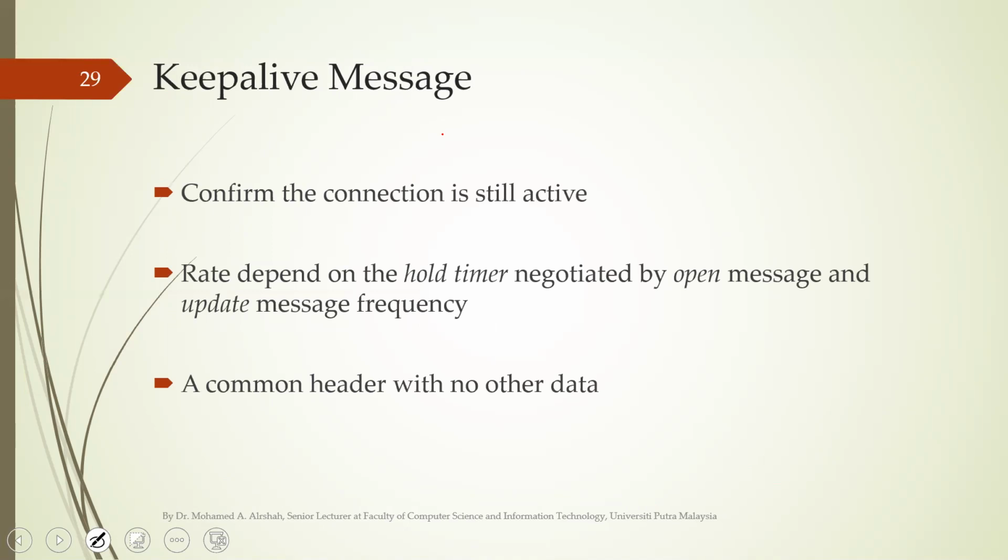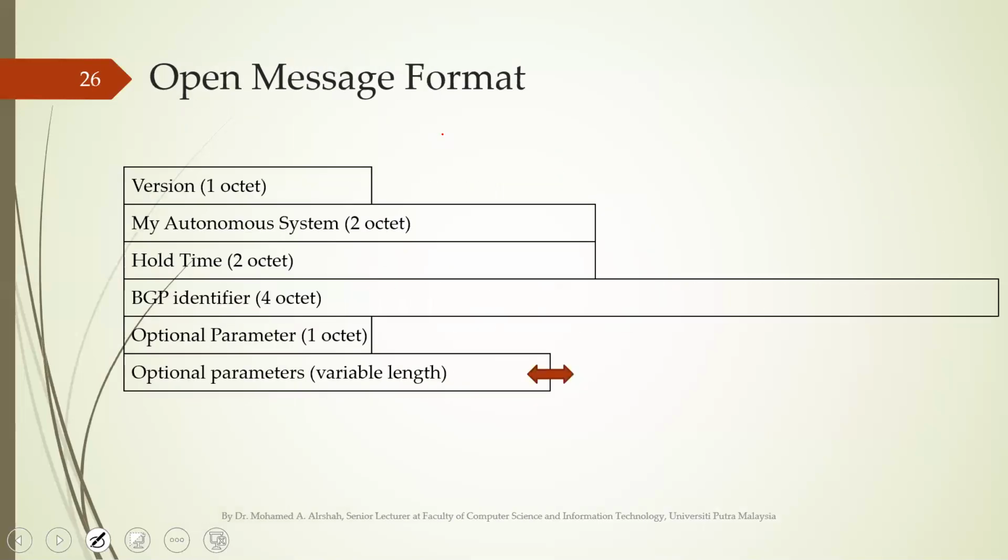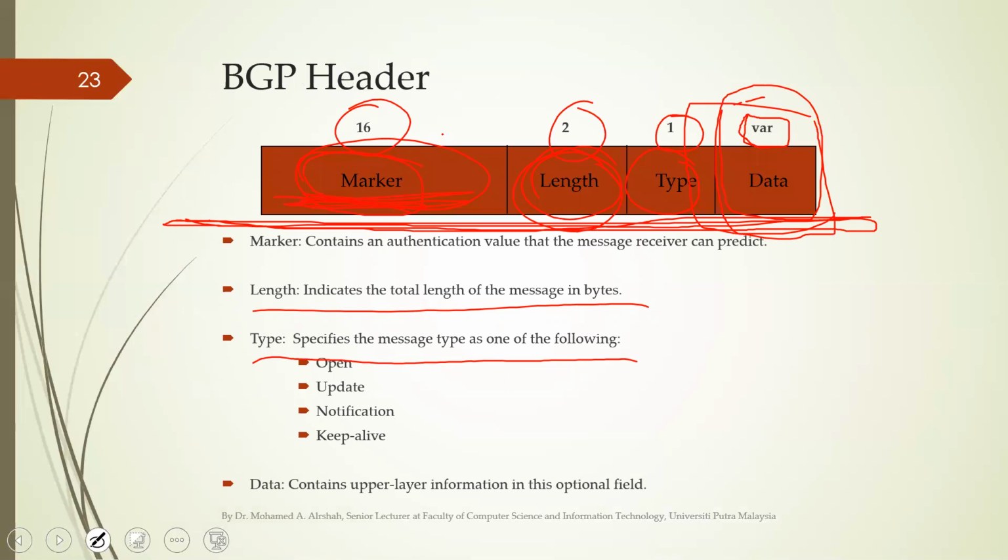The last type is the keep alive message. The keep alive message confirms the connection is still active. The rate depends on the hold time. So the rate of the keep alive message is based on the hold timer. The hold timer is negotiated using the open message and the update message frequency. A common header with no other data is used for the keep alive. So the keep alive message will use the same header, but it's not going to have data.